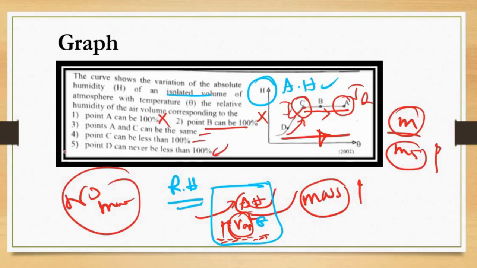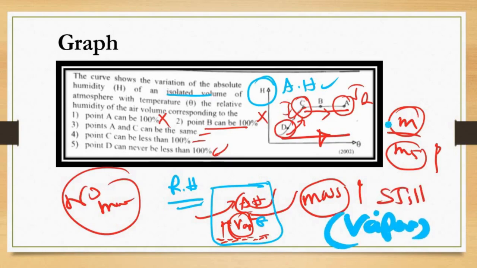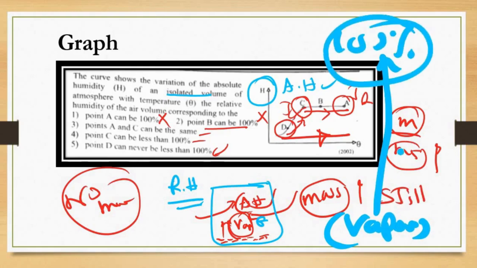Final answer, point D can never be less than 100%. Yes, point D, that means there's still water vapor, still vapor is visible. So if vapor is visible, that means relative humidity is always 100% because the system is saturated, remember that. So the fifth one is our answer, right?